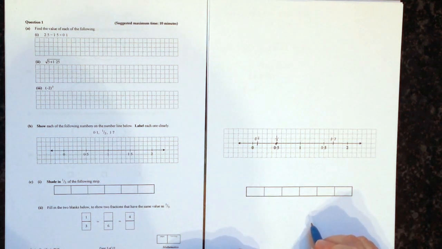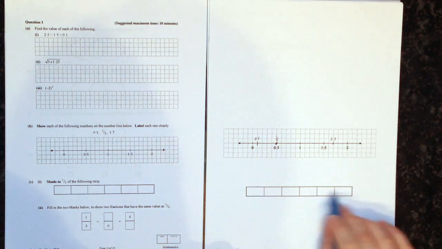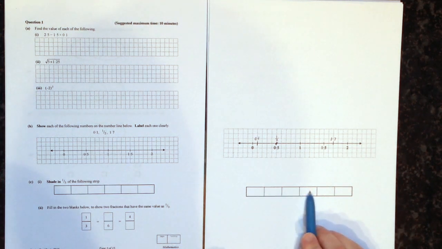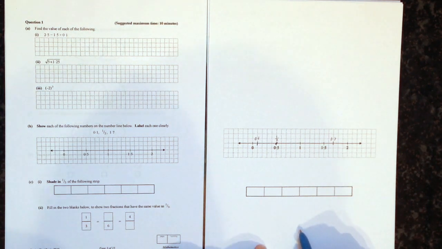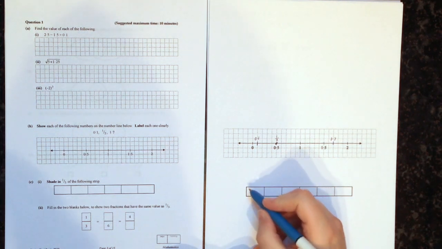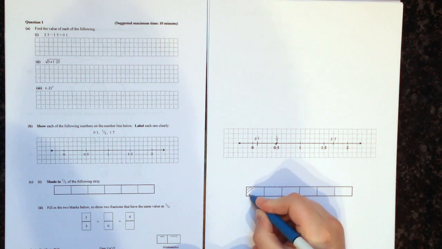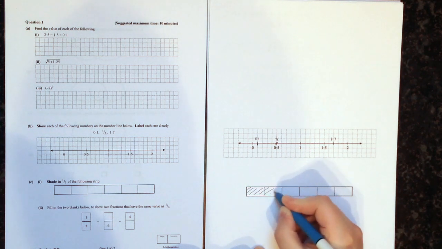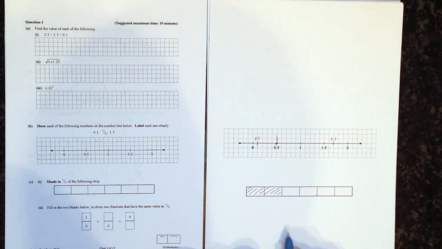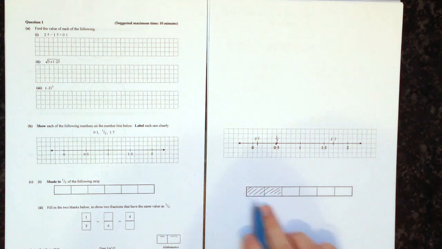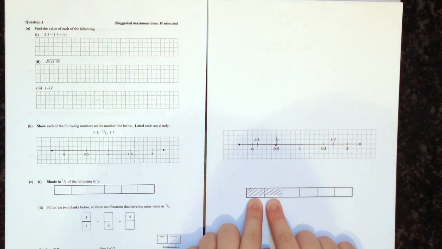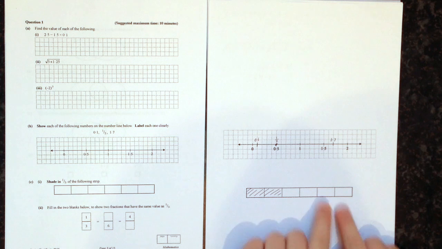Part C says shade in 1/3 of the following strip. So there are 6 parts. So 1/3 of 6 will be 2. 6 divided by 3 is equal to 2. So 1/3 of 6 is 2. So to shade in 1/3 of the 6 squares, we want to shade in 2 out of the 6. So you shade in 2 and leave 4 unshaded. So we've got this third is shaded, this third, and this third is not.